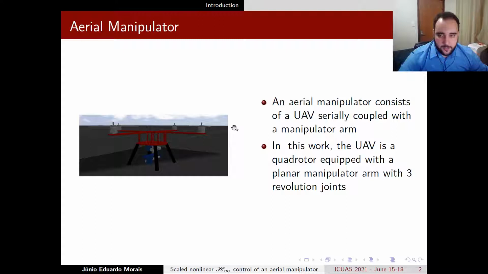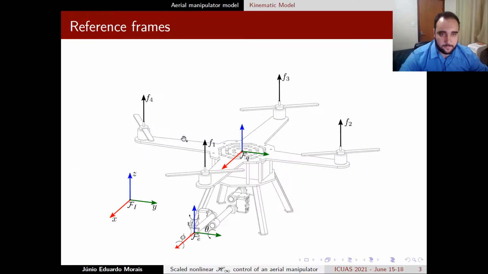An IOR manipulator is a system composed of an UAV coupled with one or more manipulator arms, and in the case of this work, we use the system shown in this image here, in which we have a quadrotor UAV serial coupled with a planar manipulator with 3 revolution joints.